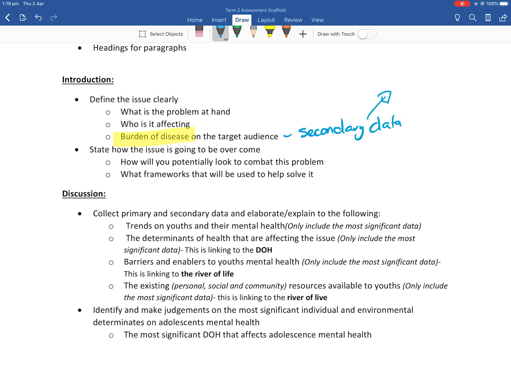Reminder that secondary data for people who are struggling is a website or book of some sort, something that you can reference.